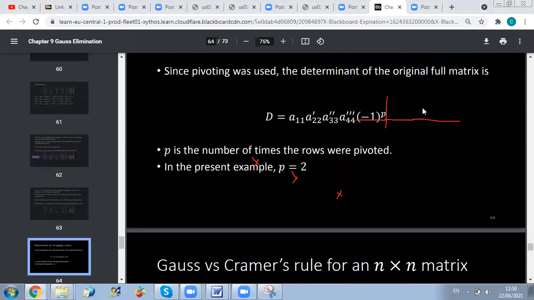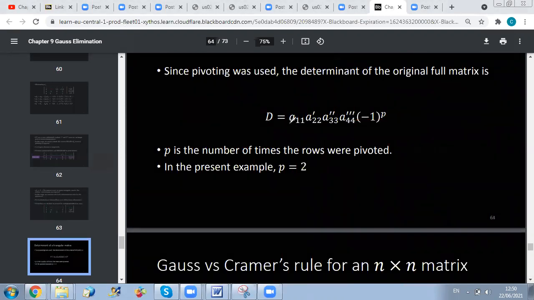The determinant of the upper triangular matrix is given by A11 times A prime 22 times A double prime 33 times A triple prime 44. So you can see here that A11 is the only one that didn't change; it stays the same because it is the pivot element, the first pivot element. And once we are done with the forward elimination of the terms of the first column, we lock the row. So this A11 will stay the same, while A22 will be modified one time. The A33 will be modified 2 times. This is why we put A double prime. And A44 will be modified 3 times.